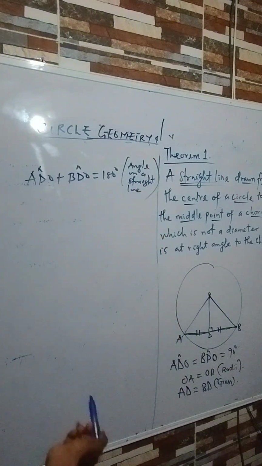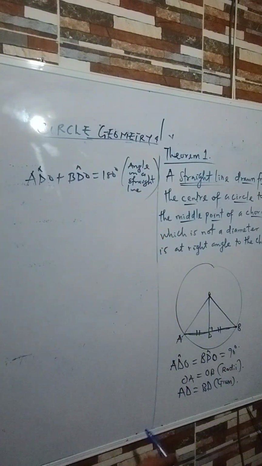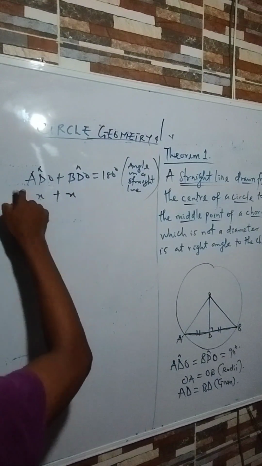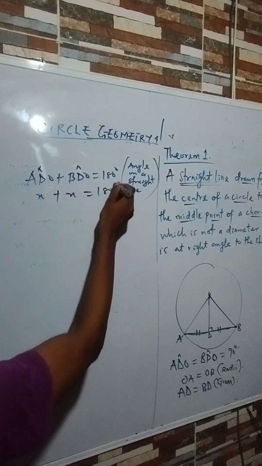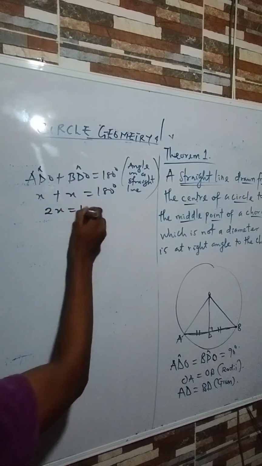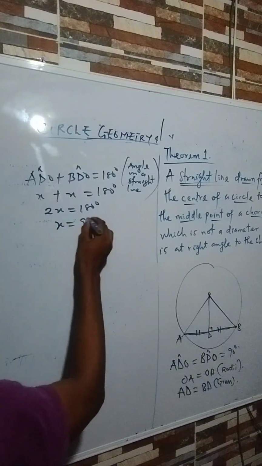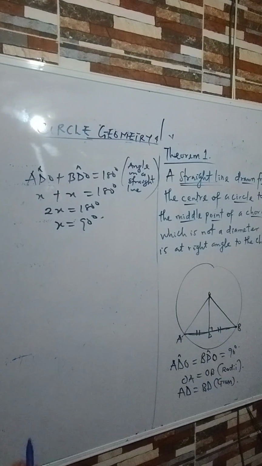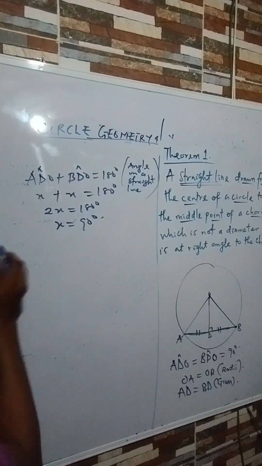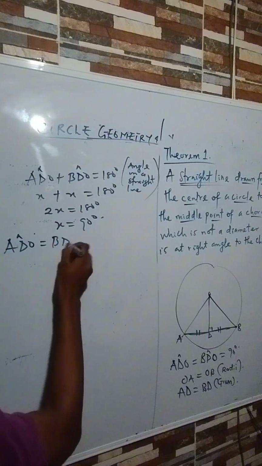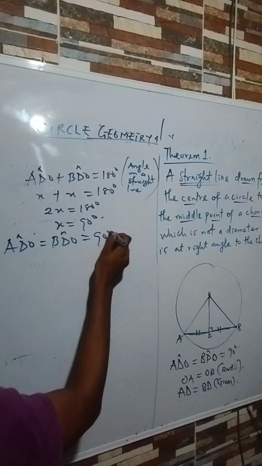And we definitely know that since from here we said AD is equal to BD, we can let this one be X plus X, so that's 180 degrees. So we have 2X is equal to 180 degrees. So what's our value of X now? Our X is equal to 90 degrees. So what can we conclude? We can therefore say that our ADO is equal to BDO, which is equal to 90 degrees.